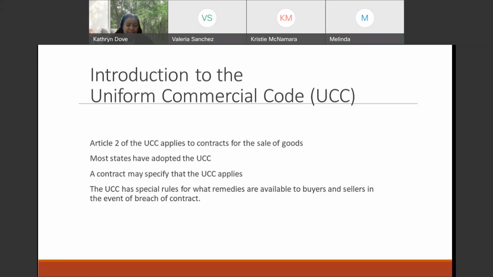When the contract is put in writing, the parties may specify that the Uniform Commercial Code applies, whether they specify it or not. If it's a contract for the sale of goods greater than $750, for example, the Uniform Commercial Code will apply. The Uniform Commercial Code has special rules for what remedies are available to buyers and sellers if there's a breach of contract.